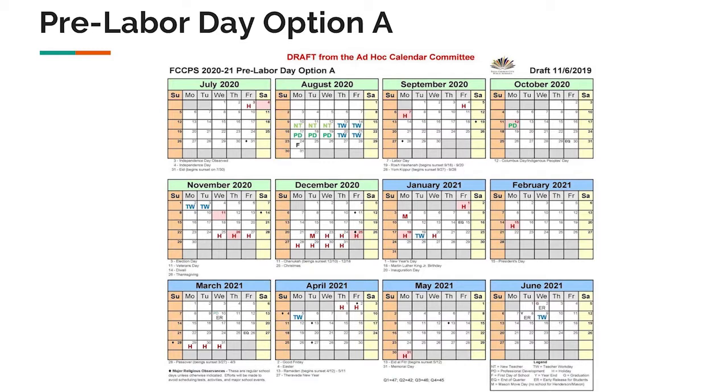Then we have Memorial Day on the 31st, which is that Monday, and then we have an early release and a graduation for June 2nd. And then we have an early release on June 8th with a teacher work day following that early release, with the year end for staff on the 9th of June.